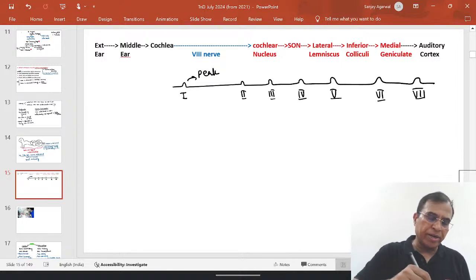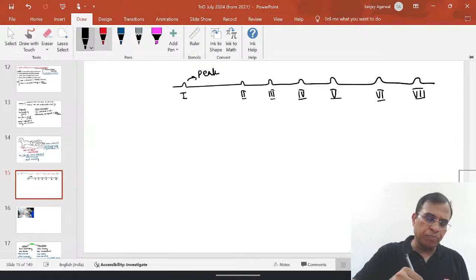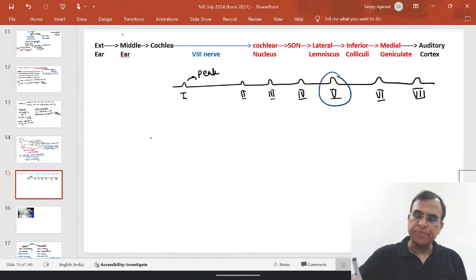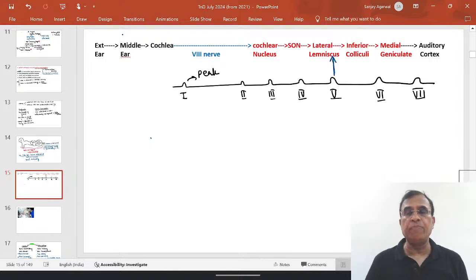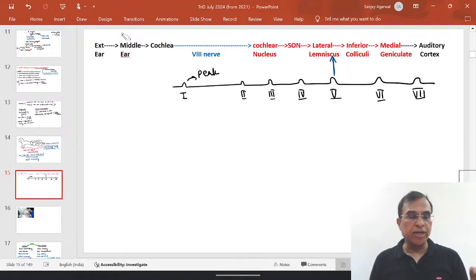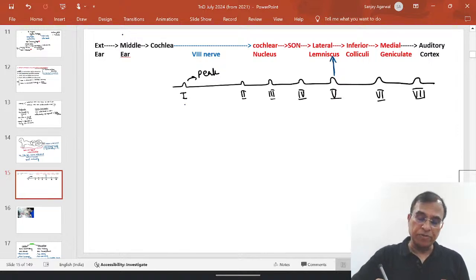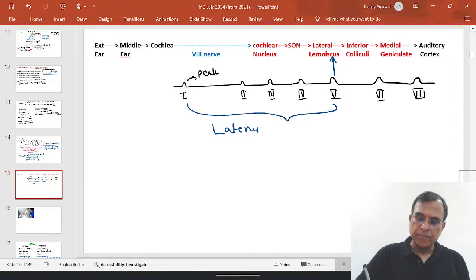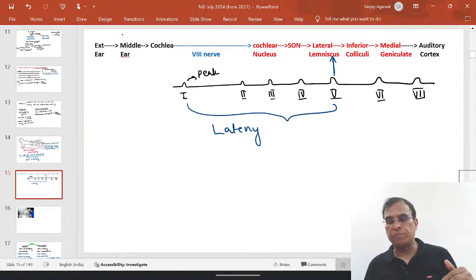Out of the 7 peaks of the BERA graph, the most important peak is the 5th peak, and the 5th peak is produced by the lateral lemniscus, and this is a very, very popular MCQ also. Who produces the 5th peak of the BERA? It is produced by the lateral lemniscus. Now, for us the most important thing in a BERA is the latency between the 1st and the 5th peak. Latency is the time gap: how much time it takes for the sound to travel from the first peak to the fifth peak.